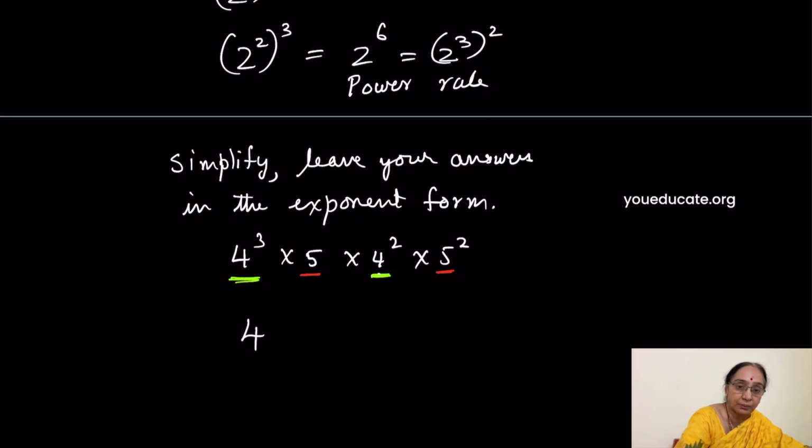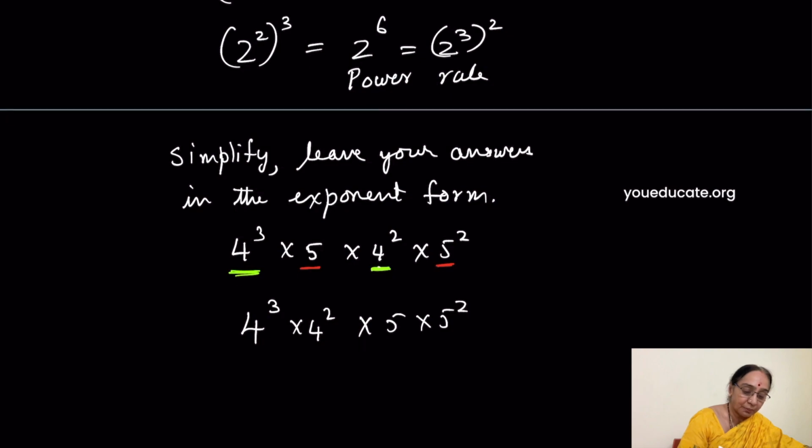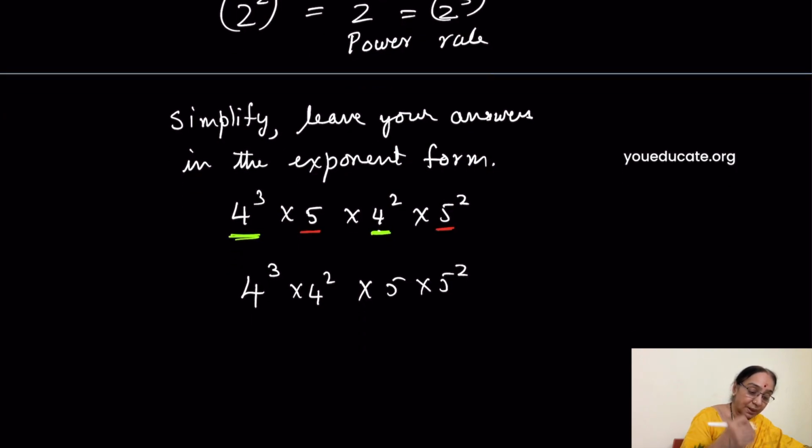multiplication is commutative and it's associative as well. So you can associate the two numbers with the same base. 4 raised to 3 into 4 raised to 2 we do first, and then 5 times 5 squared. Now all this rearrangement you have to do in your mind. Don't be wasting your time writing it out like this. This has to be done in your mind.